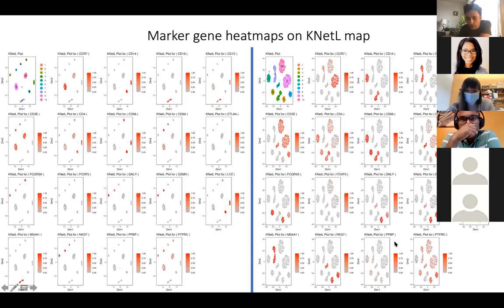MS4A1 or CD19 would be your B cell. As you can see, this long one is in here, and the B cell, and on the left, that would be this bottom one in here. And so as you can see, the markers can come and you can easily distinguish the cell types in there.